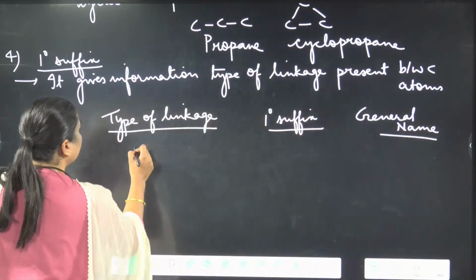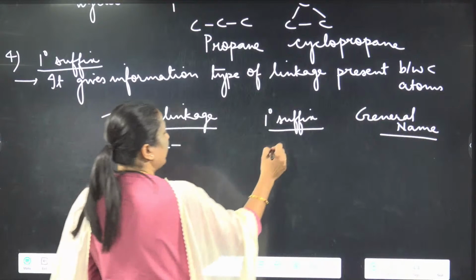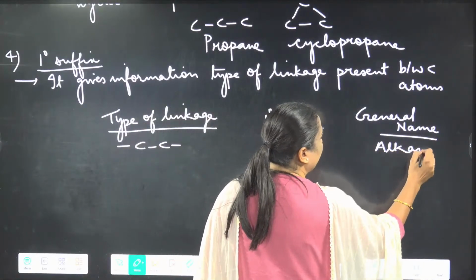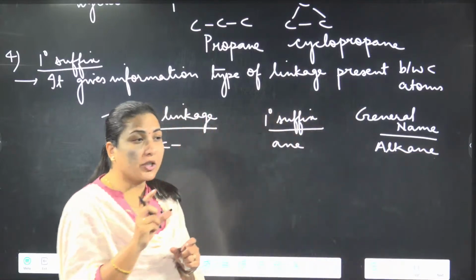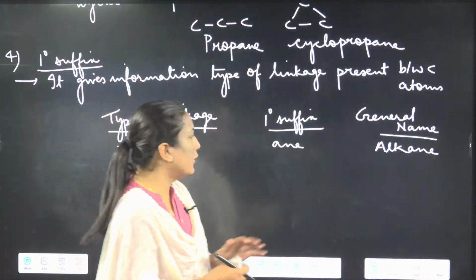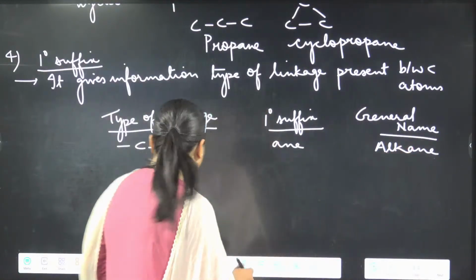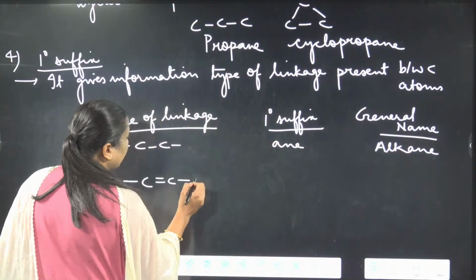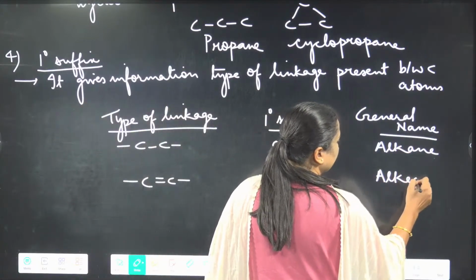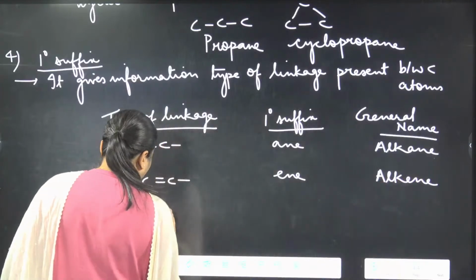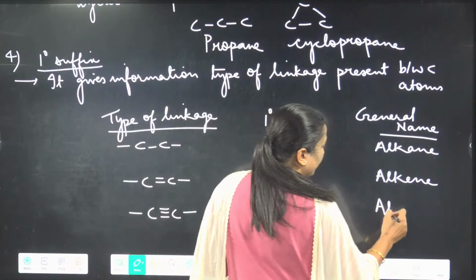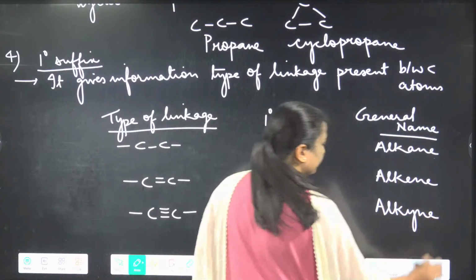Type of linkage, if it is a single bond, the primary suffix is going to be ane and the general name is alkane. Remember, we have written a general word root which was alk. After the word root only you have to use the suffix, so it will be alkane. Now similarly, if it is a double bond, we are going to write ene, so it is going to be alkene. Similarly, if it is a triple bond, I am going to write down yne, and here I am going to write down alkyne.